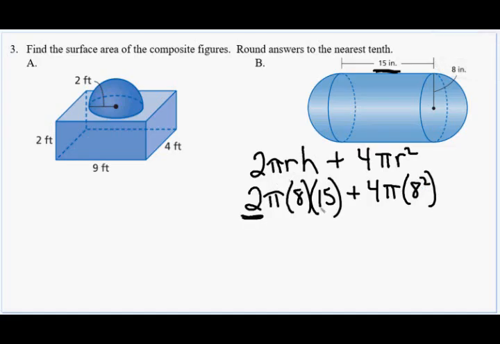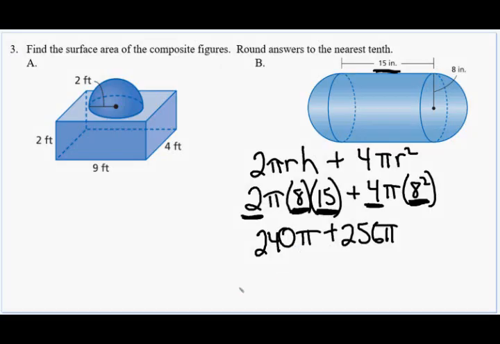So 2 times 15 is 30. 30 times 8 is 240. So that's 240 pi. Plus 8 squared is 64, times this 4 is 256 pi.